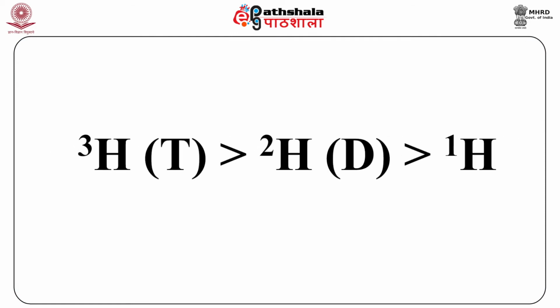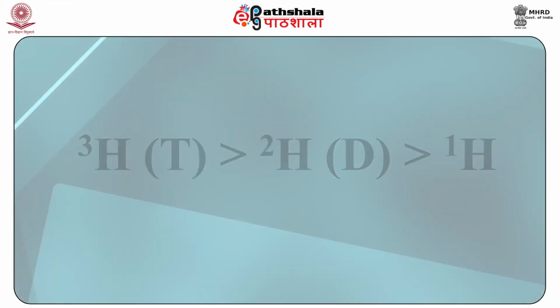When dealing with isotopes, the higher the atomic mass of the isotope, the higher the priority. So you can see here, in the case of the three isotopes of hydrogen, tritium will have the highest priority and the proton, that is 1H1, will have the lowest priority.